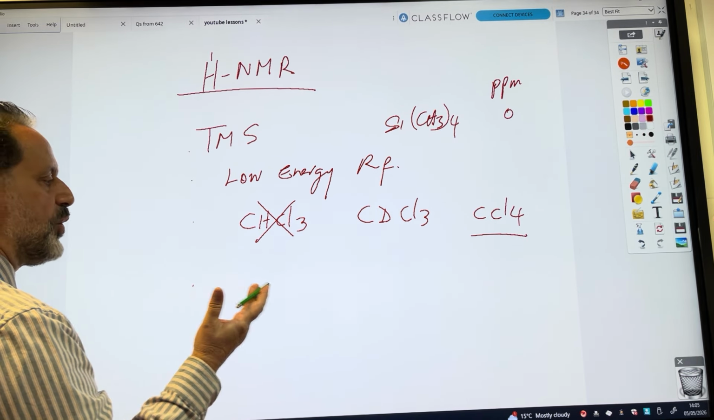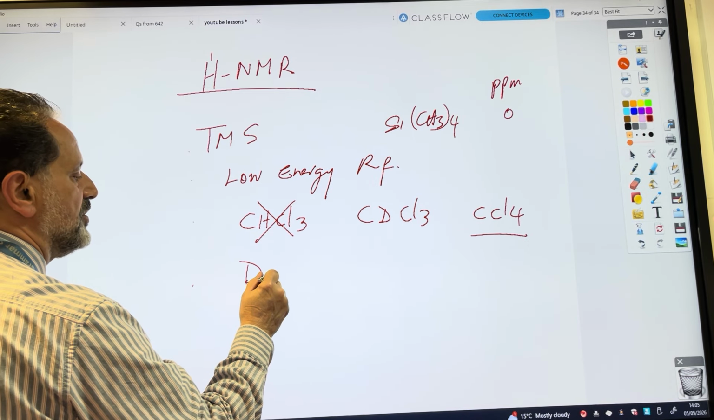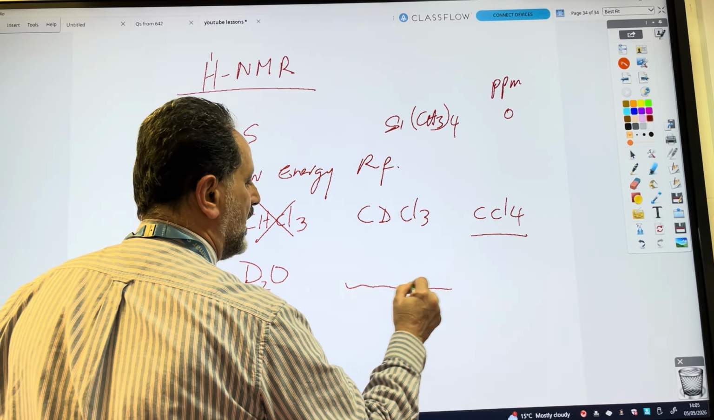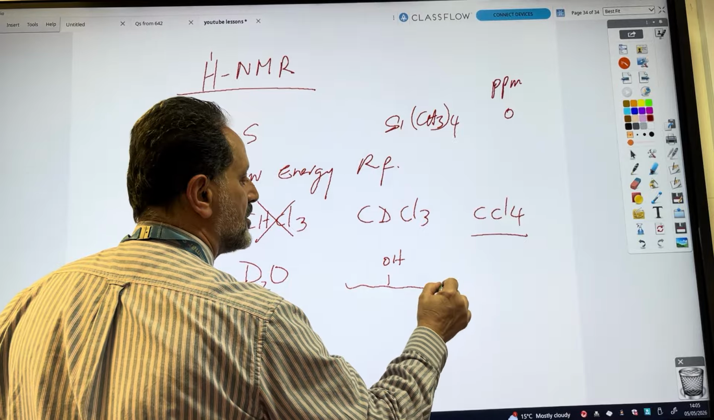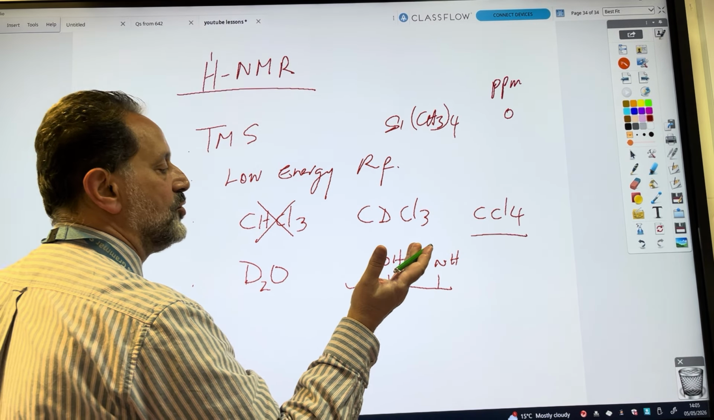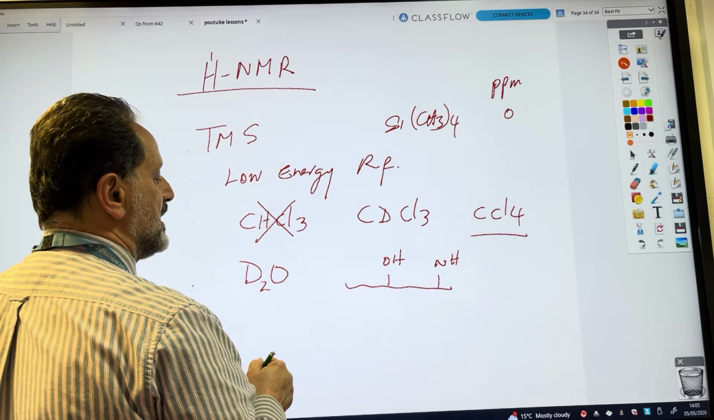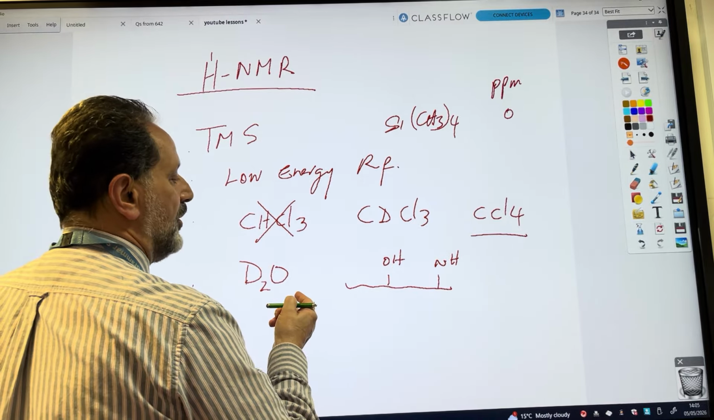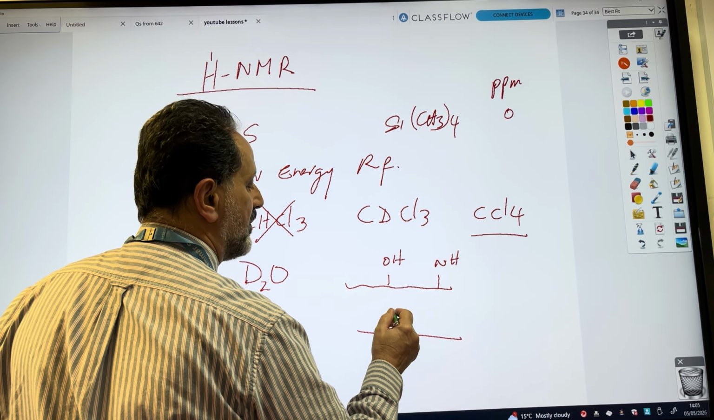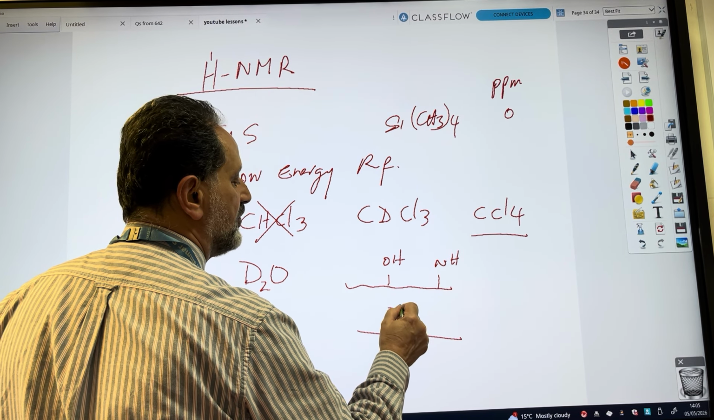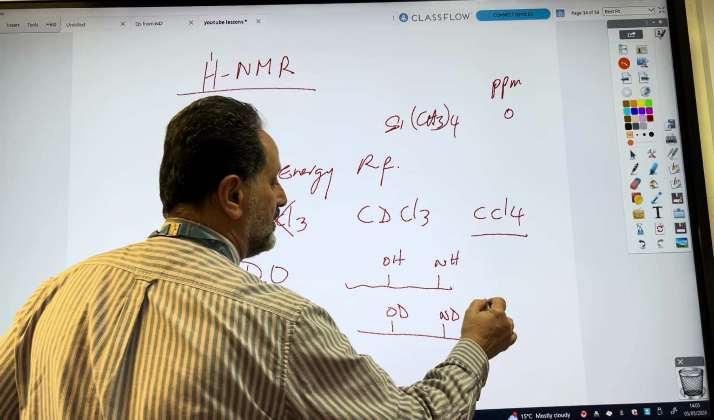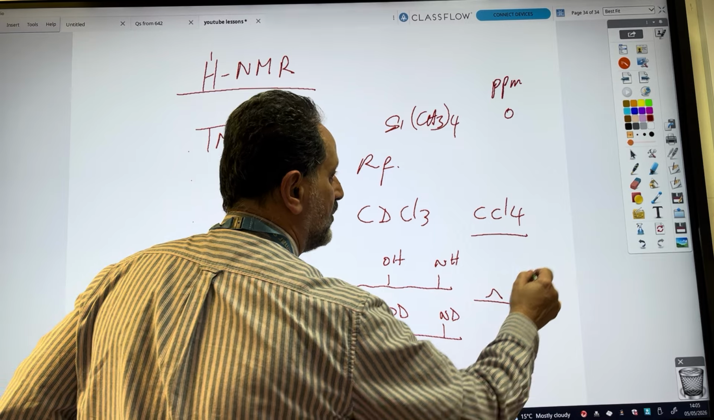Another potential 1 marker is when do we use deuterium oxide? You see, if you have a compound that has an OH or maybe NH as a functional group, if you use deuterium oxide, deuterium will go and basically displace the proton with deuterium. And then the signals, if they were there, they will disappear.